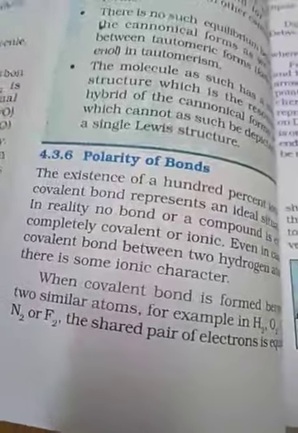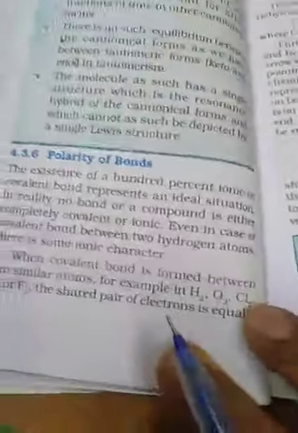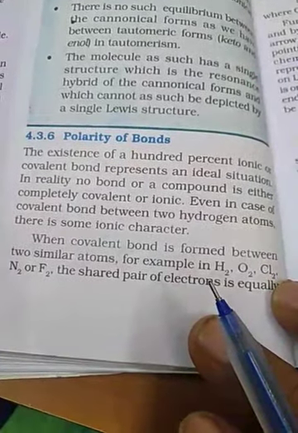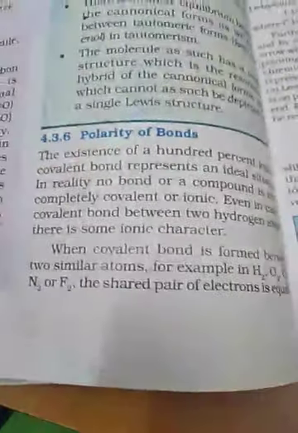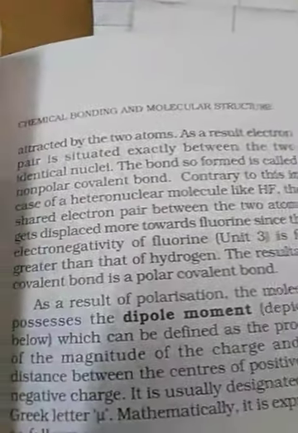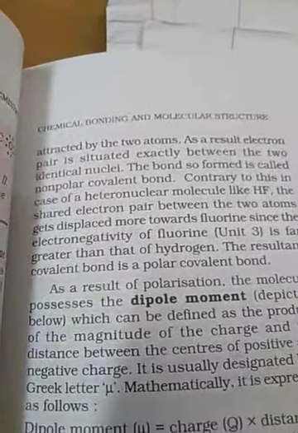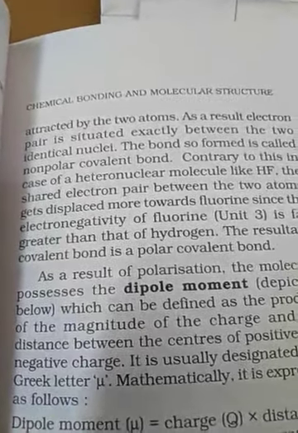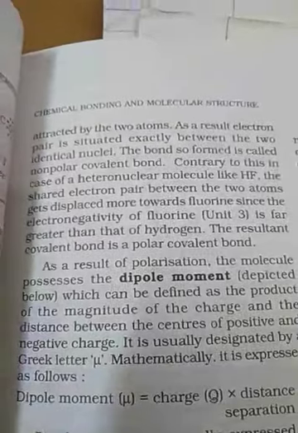Earlier, I taught you ionic and covalent bonds. Now, when a covalent bond is formed between two similar atoms, for example H2, O2, Cl2, N2, F2, the shared pair of electrons is equally attracted by the two atoms. As a result, the electron pair is situated exactly between the two identical nuclei. The bond so formed is called the non-polar covalent bond.